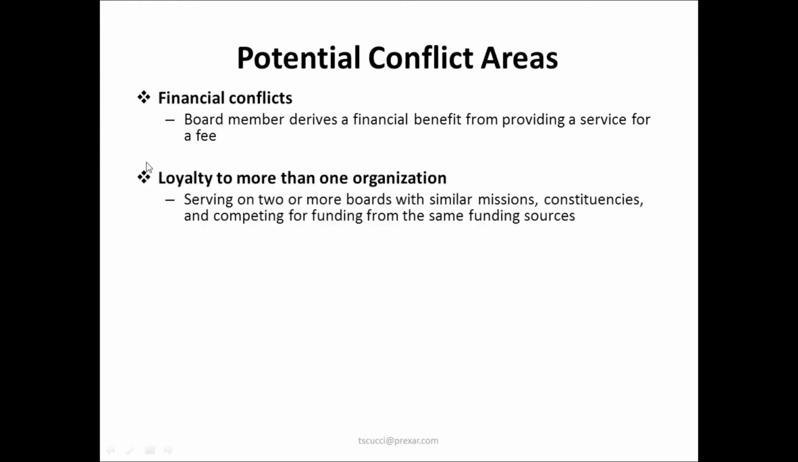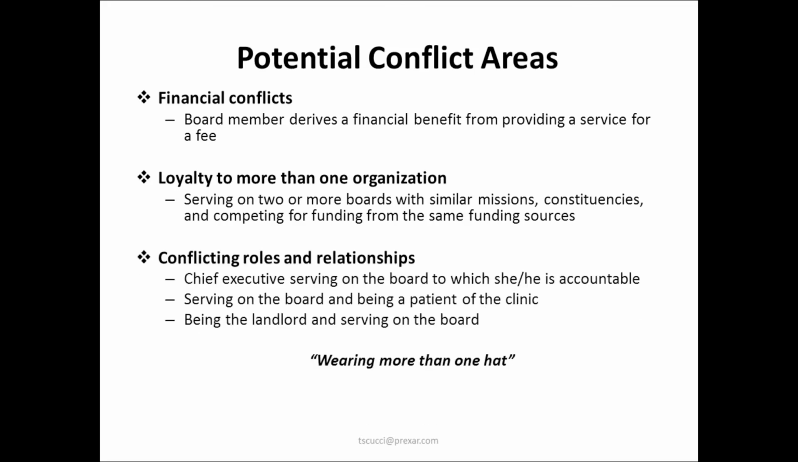Loyalty to more than one organization. If you serve on 2 or more boards with similar missions, you've got to be able to juggle these things, and it's incredibly difficult to do. This is another area where there are potential conflicts of interest. Conflicting roles and relationships. Chief executive serving on the board for which he is accountable. If your chief executive is a board member, then that's an example of where here is a person who works for the board and is also part of that very board. So there is a conflict there that needs to be addressed somehow.